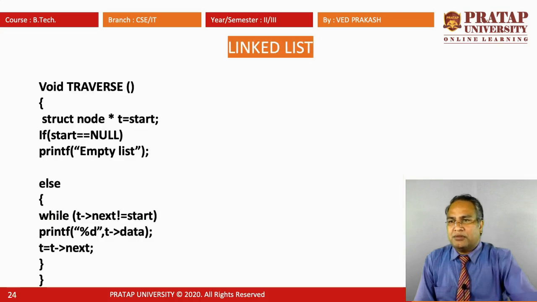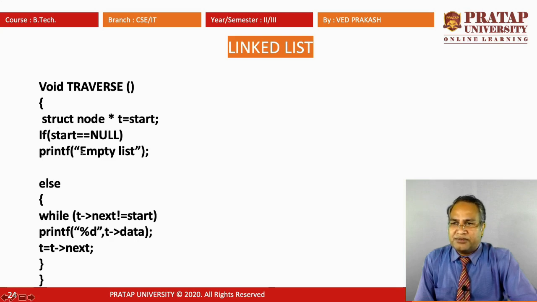We use a traverse procedure, and we create a pointer T or PTR, and we first set the PTR or T to the start. It means we basically set T at the starting node. If start equals null, in this case our list is empty, and in such a situation we have to return from here.